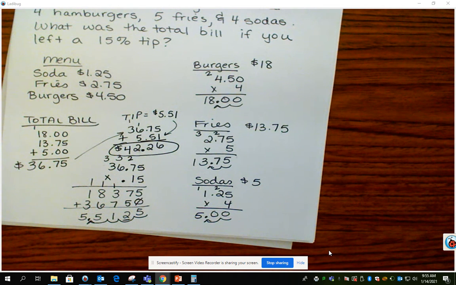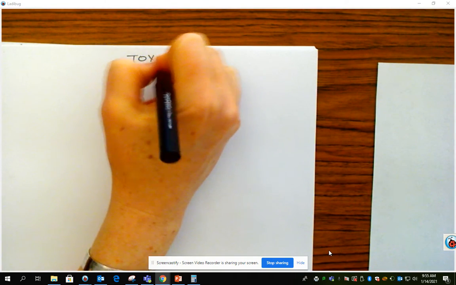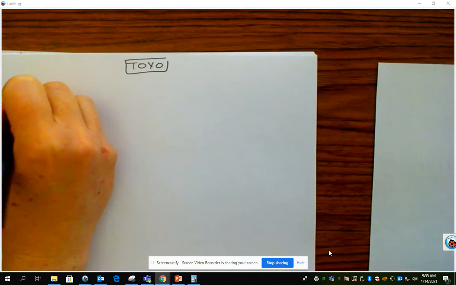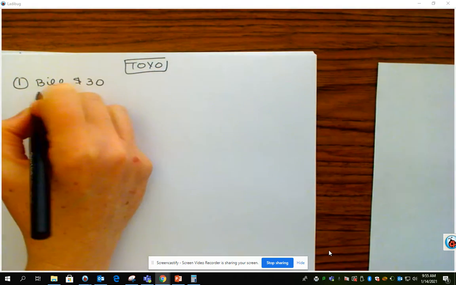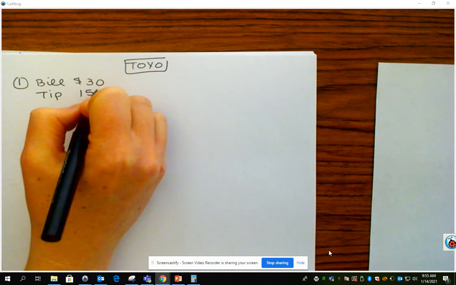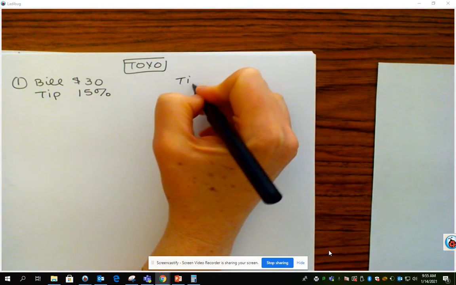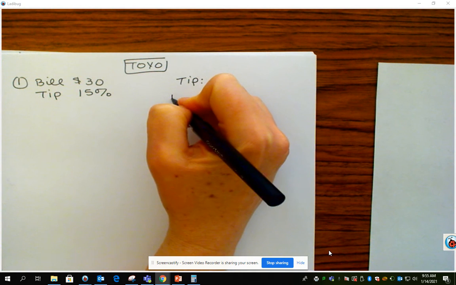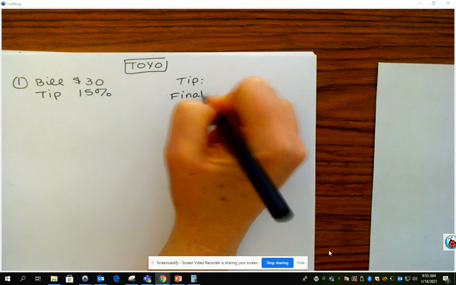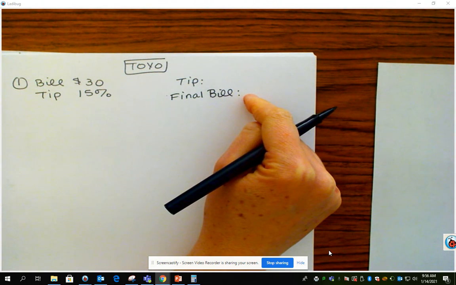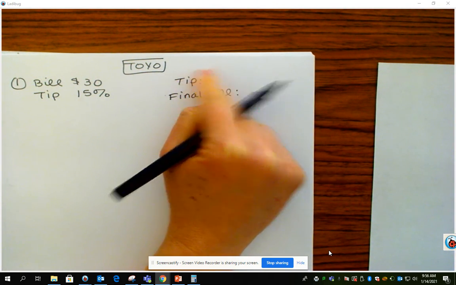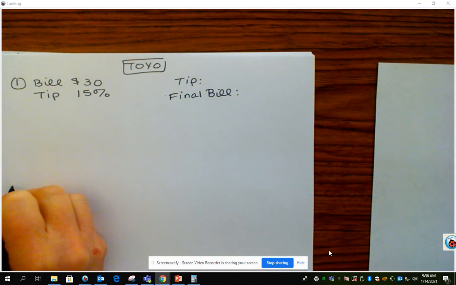All right, since this is very similar to what we did before, we're going to move right to our try on your own. Write these 4 down, pause the video, and try them yourself. The first one, say your bill was $30 and you wanted to leave a 15% tip. Calculate the tip and calculate the final bill. Oftentimes you'll leave the tip in cash and pay the bill with your credit card or something, so it's good to be able to know what the tip is. So leave yourself some room to write.